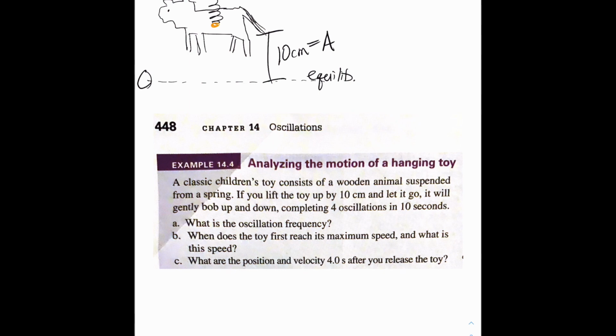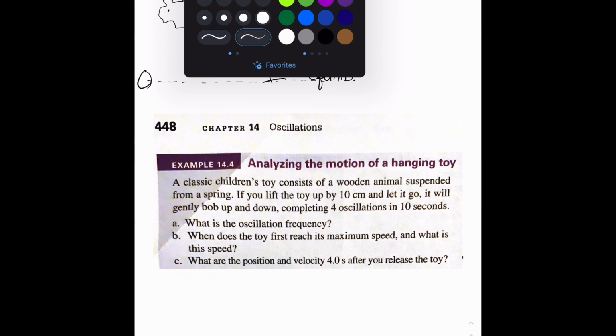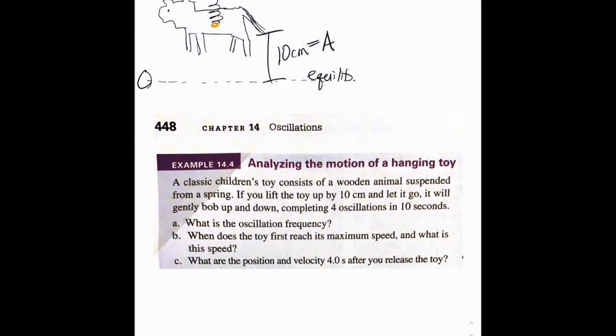And so I'm trying to say, let's see, we have 0 right here. How can I draw this? I don't think I like that. But right here we have the position +10, and we will also have the position -10, right? And it'll go back and forth about that equilibrium.